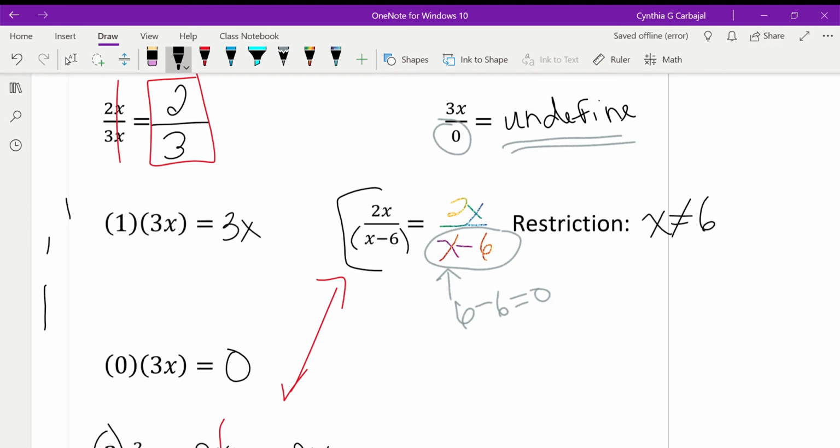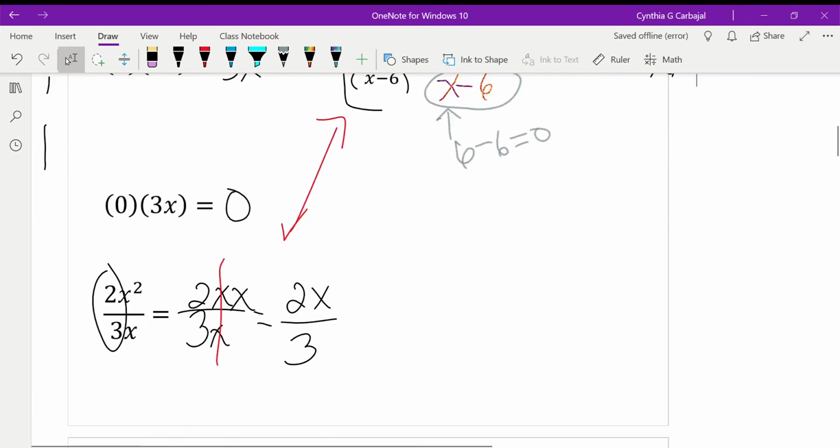Any questions up to right here? We'll get into it a little bit more. In a little bit, we'll have more examples, okay? If you have questions, speak up.